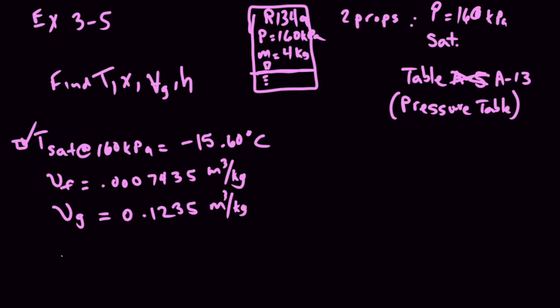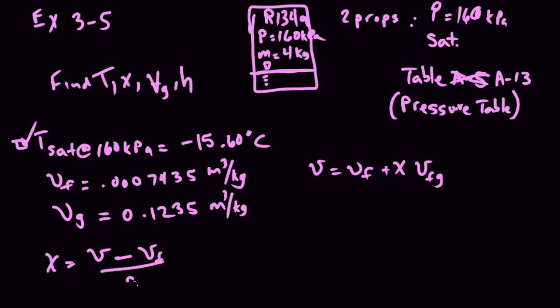Okay, so now we can determine what the quality is. We know from our equation, do you remember our specific volume equation for the specific volume of the tank? We know that V is equal to V sub f plus X times V sub fg, where V sub fg is basically V sub g minus V sub f. Therefore, if we solve for X, we have the specific volume of the tank minus V sub f, divided by V sub fg.